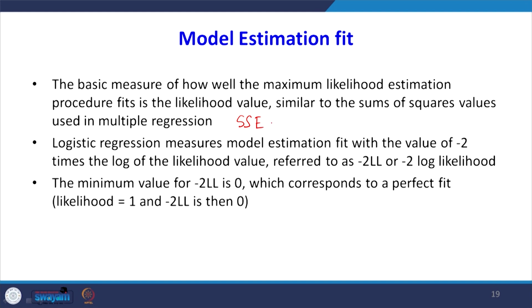What will happen in multiple regression? If the value of SSE is low, it is a good model. In the same way, logistic regression measures model estimation fit with the value of minus 2 times the log of the likelihood value, referred to as minus 2LL. The minimum value of minus 2LL is 0, similar to SSE equal to 0, which corresponds to a perfect fit. So, in linear regression it is SSE, in logistic regression it is minus 2LL.